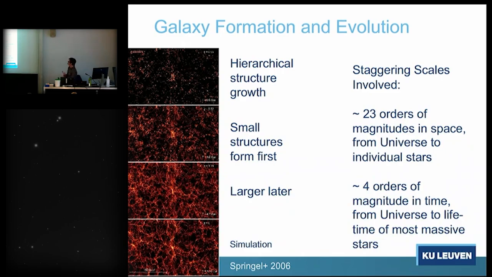It's also worth noting the staggering scales involved if you want to study galaxy formation and evolution, spanning something like 23 orders of magnitude in space, from the universe itself to the influence of individual stars, and also 4 orders of magnitude in time, from the universe to the lifetime of the most massive stars. So this is a very challenging problem, and we cannot really do all the details in one go. I will just mention a few things. These are essentially dark matter large structure simulations, where you can form these dark matter halos.